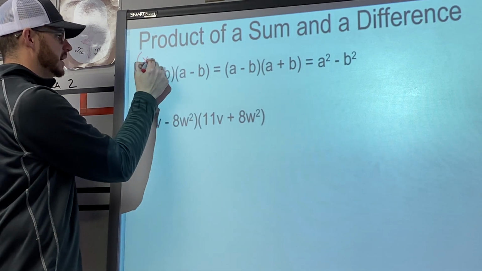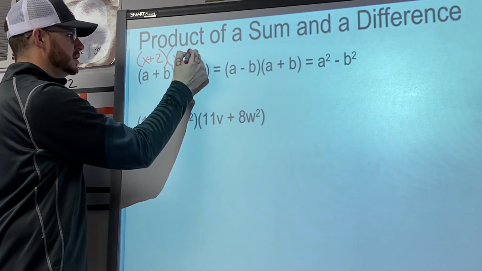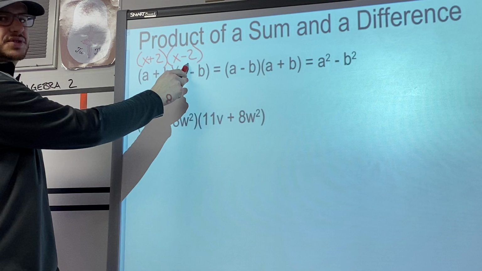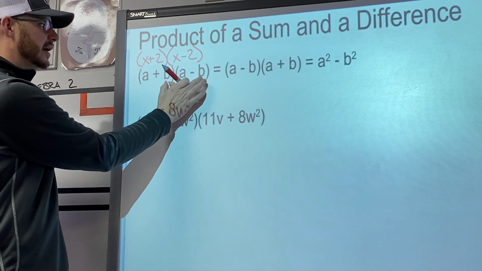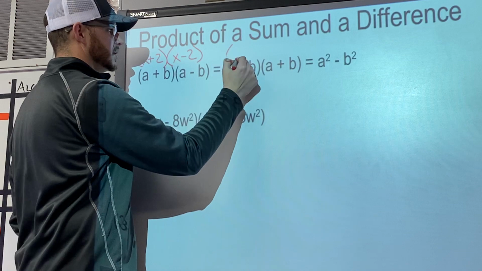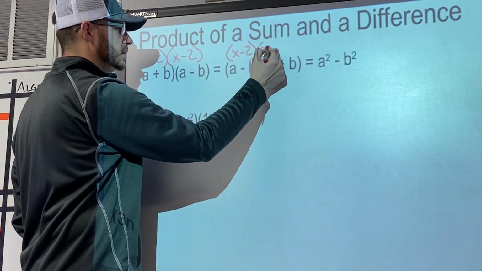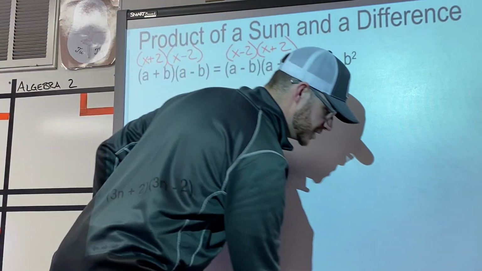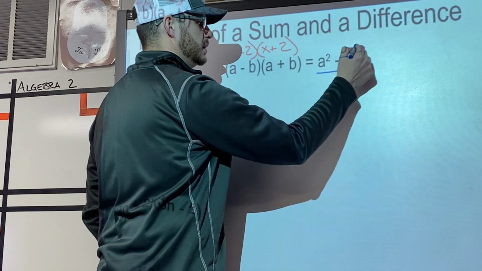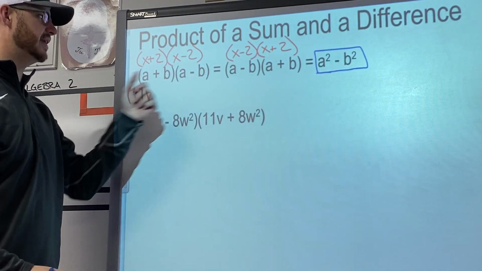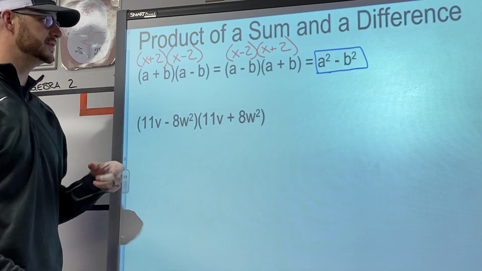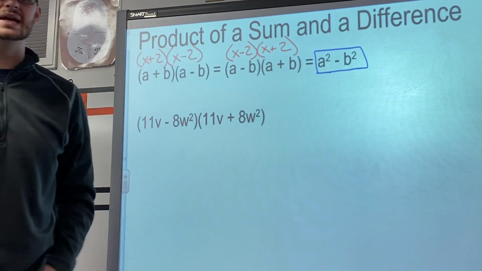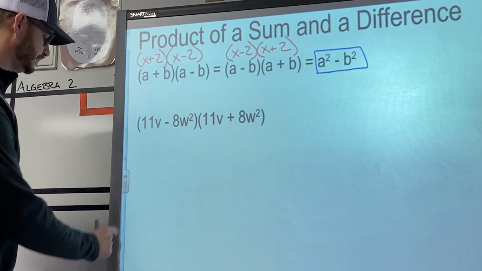So this could be like x plus 2 times x minus 2. If it were x plus 3 and x minus 2, that would not work because your b values are not the same. So here it could also be x minus 2 times x plus 2. Now this one is actually a much easier pattern to remember. Anytime you have the same a and b values, one is a sum, one is a difference, your solution that it'll always come out to is just a squared minus b squared.